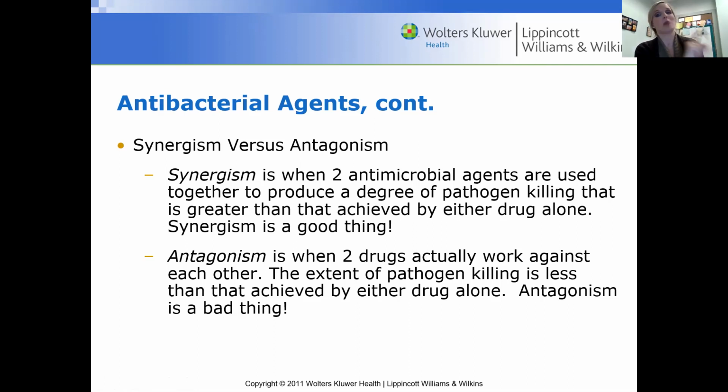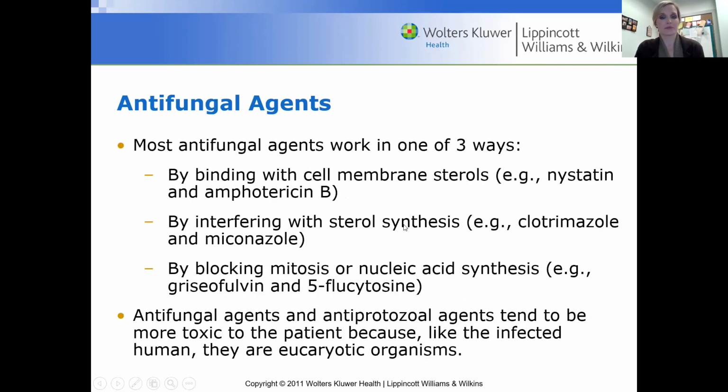Antagonism, on the other hand, is a bad thing. We don't want this to happen. Sometimes certain medications fall into this category. They cannot be given at the same time because they actually work against each other. The extent of pathogen killing is going to be less than if that one drug was used by itself. That's something we study when we study pharmacology. You guys will get into that and see how drugs sometimes can counteract one another and should not be prescribed together because they oppose each other. So that is synergism versus antagonism. All right.